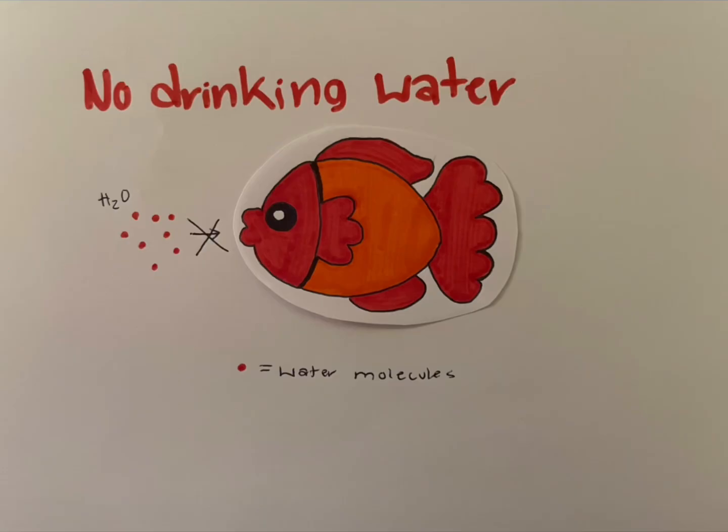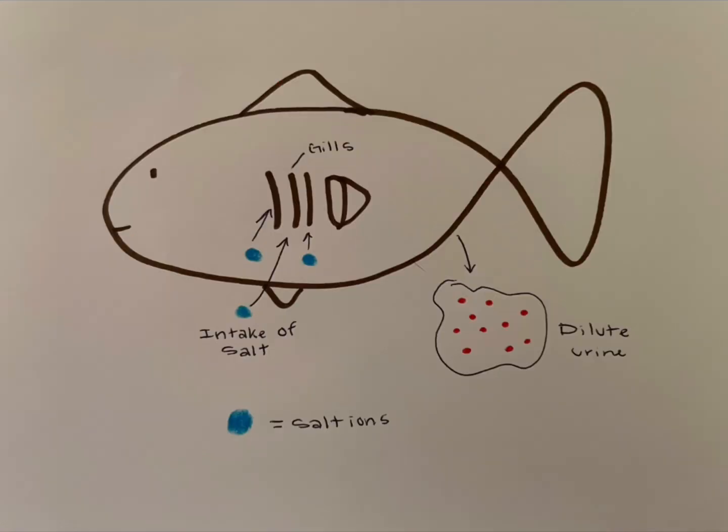Because they intake so much water, there is little to no need for them to drink water. Additionally, their urine is highly dilute since they must expel the excess water within their cells to maintain homeostasis. Since they intake so little salt from their environment passively, freshwater fish actively absorb salts through chloride cells in their gills.